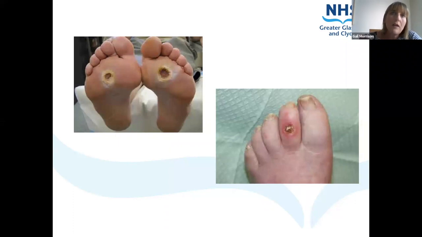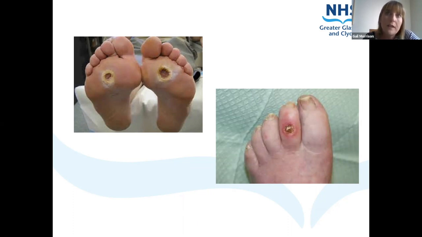But with the additional aspect of the blood sugar levels in the body, this makes it harder for these wounds to heal. And they're more likely to have vascular impairment, which means the blood's not getting to those wounds to help heal them. So they take a lot longer to heal.